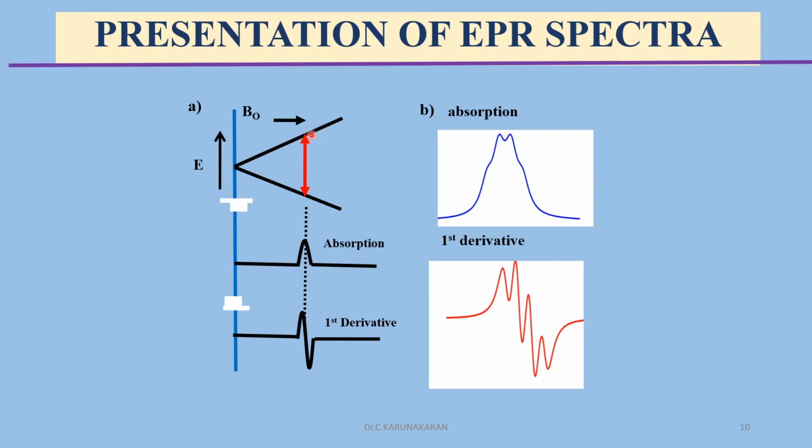Because of this transition between the two electron spin states, there will be an absorption signal. The absorption signal, as you see, is not well resolved. There are so many peaks, it is buried. So in EPR, the signal is always presented as a first derivative. When you take the first derivative of this absorption signal, the hyperfine splitting signals are well resolved.